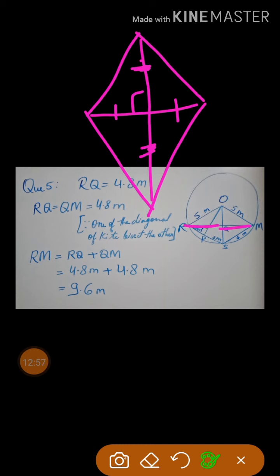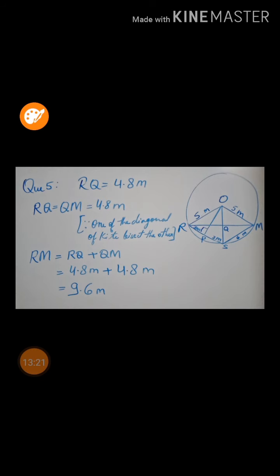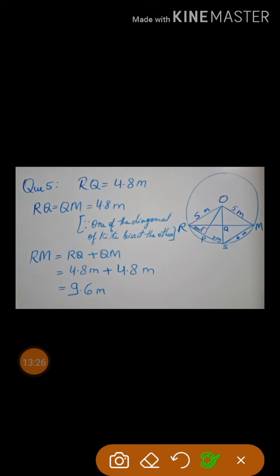You can see on the top it is smaller and at the bottom it is bigger. These two parts are not equal, so only one diagonal bisects the other, not both diagonals. In a kite, only one diagonal bisects the other, meaning this diagonal is bisecting the other one, and these two parts are equal. So we can write the reason here, and we can say RQ is equal to QM. If RQ is equal to 4.8 meter, then QM will also be equal to 4.8 meter, because both are equal.